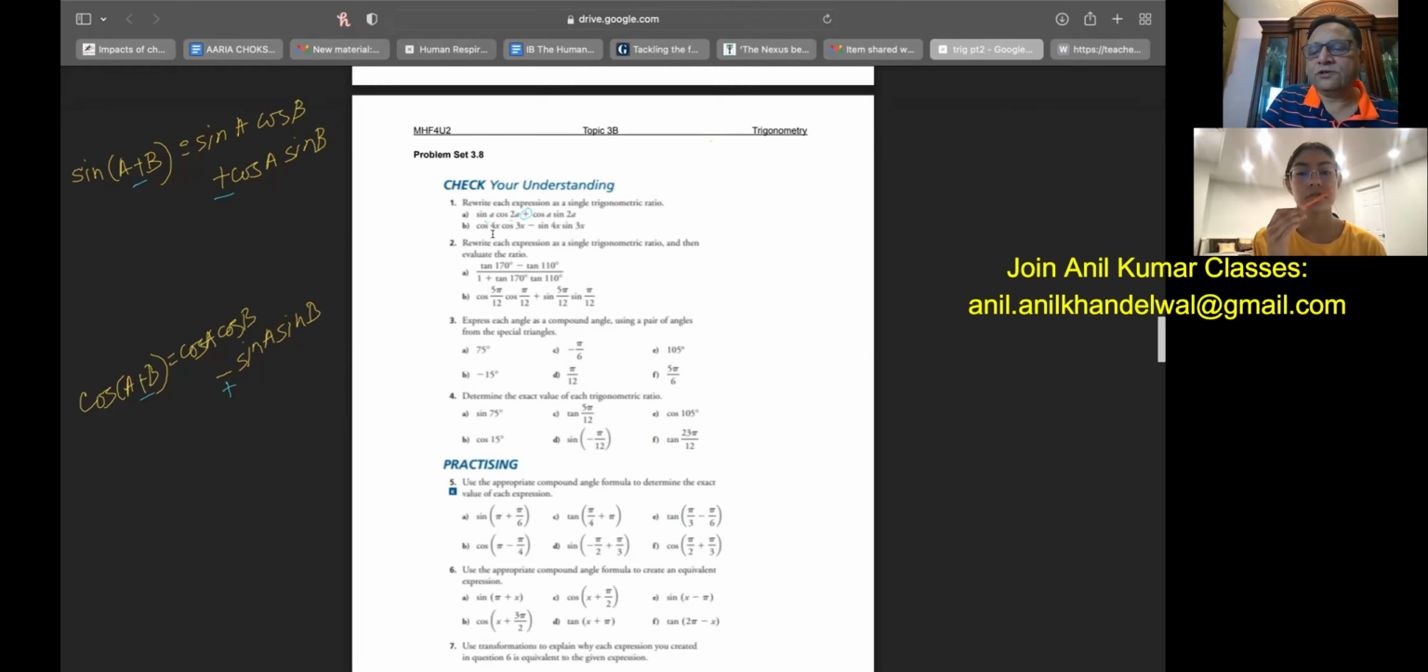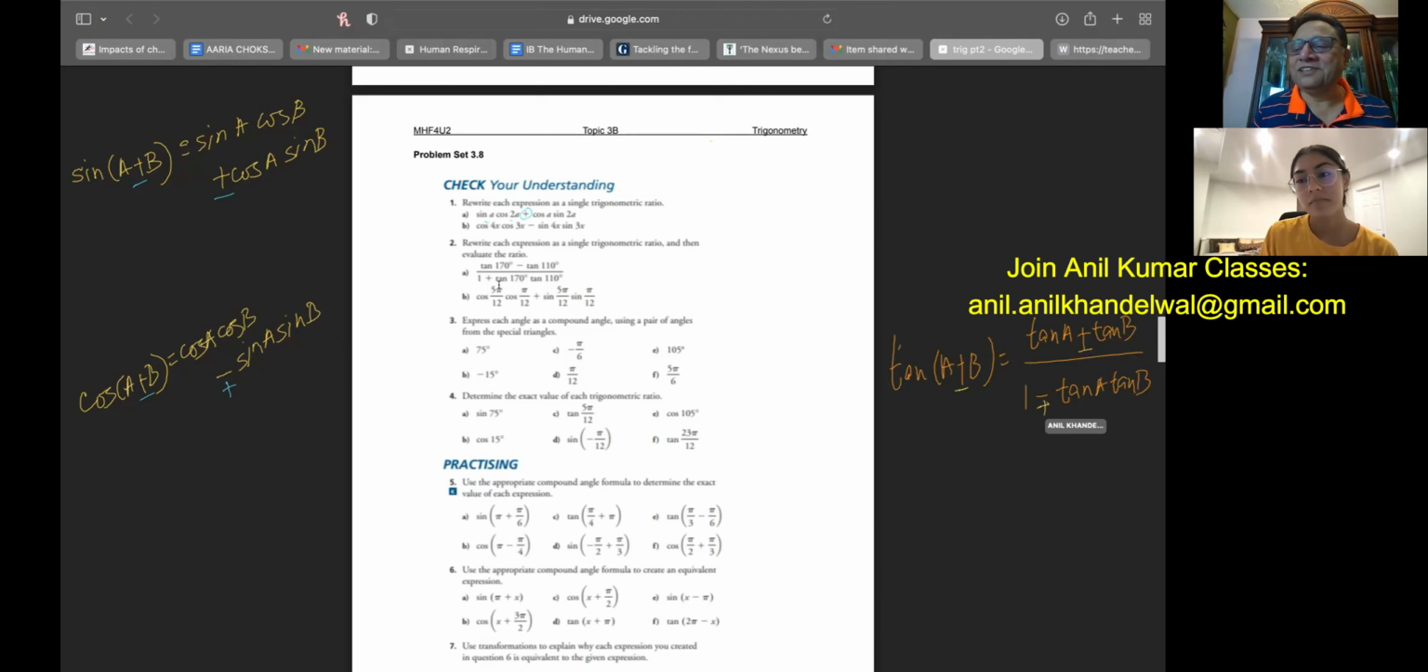But anyway, here's your tan formula, right? Tan A plus B over 1 minus tan A tan B. If this is negative, then because tan is also an odd function like sine, the sign changes. Yeah, tan is also an odd function like sine. So the sign changes.